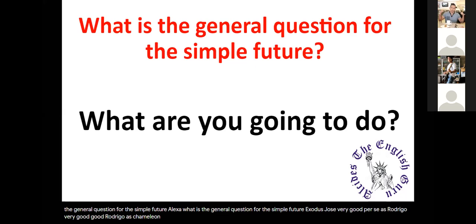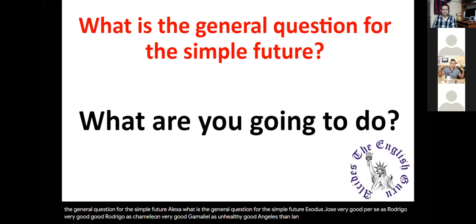Gamaliel, what is the general question for a simple future? What are you going to do? Very good. Gamaliel, ask Angel. Angel, what is the general question for a simple future? What are you going to do? Good. Angel, ask Daniel. Daniel, what is the general question for the simple future? What are you going to do? Okay, very good. Ask Carla Cano.